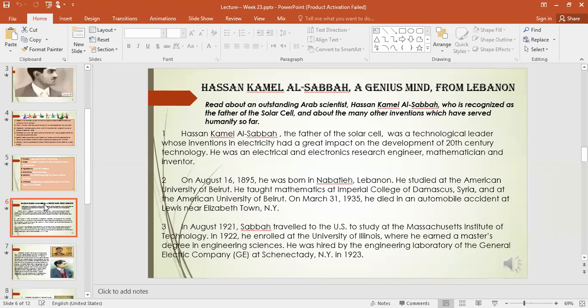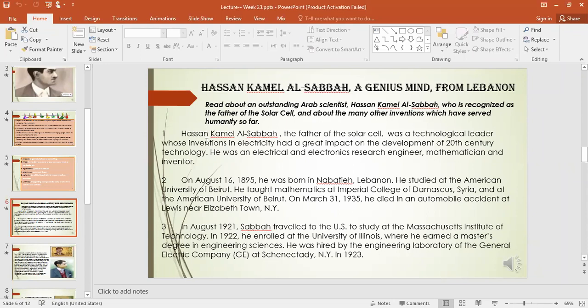So, Hassan Kamel al-Sabbah, the father of the solar system, was a technological leader whose inventions in electricity had a great impact on the development of the 20th century technology. He was an electrical and electronics research engineer, mathematician, and inventor. So here, as if they are introducing us to this person.